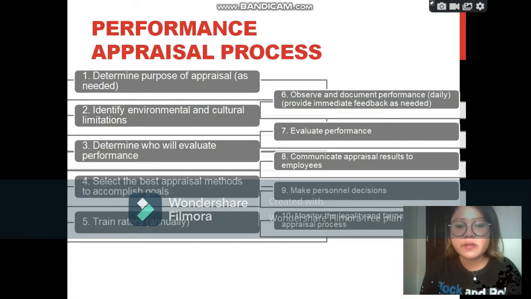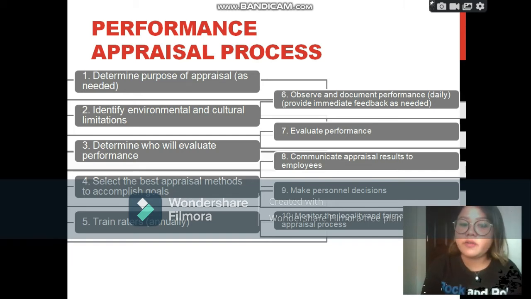All right, so you will see from here the sequences of the process of performance appraisal. The first one is to determine the purpose of appraisal as needed. Second, we have to identify environmental and cultural limitations. And then we have to determine who must evaluate the performance of the employees. We're going to select the best appraisal methods to accomplish goals.